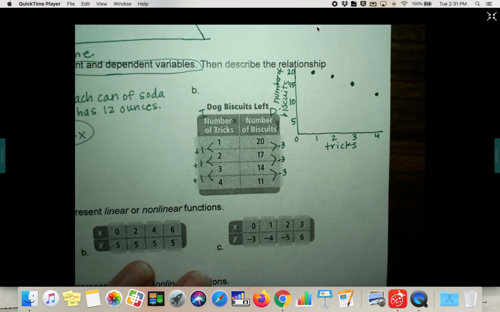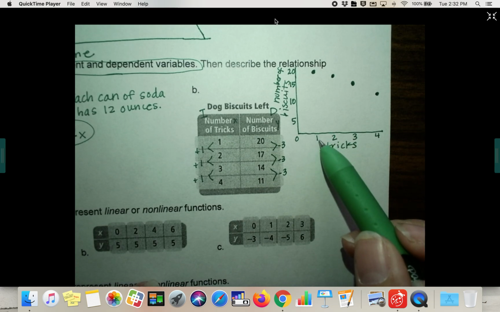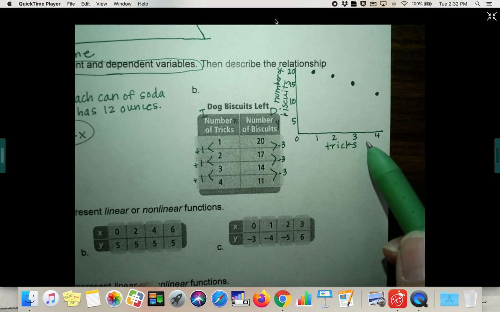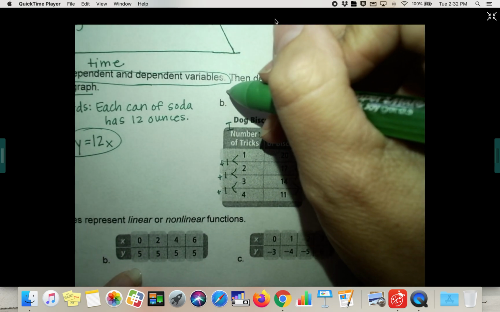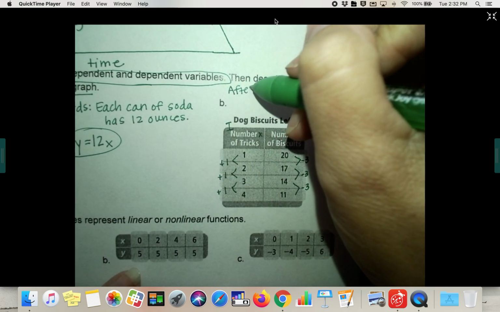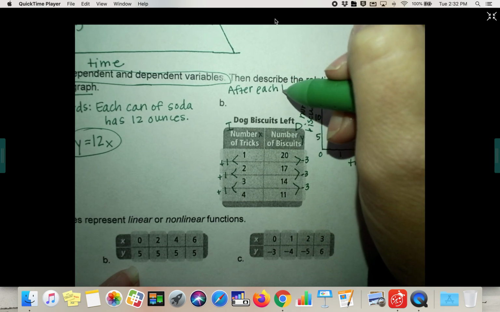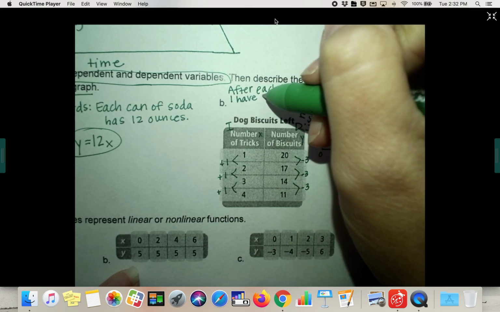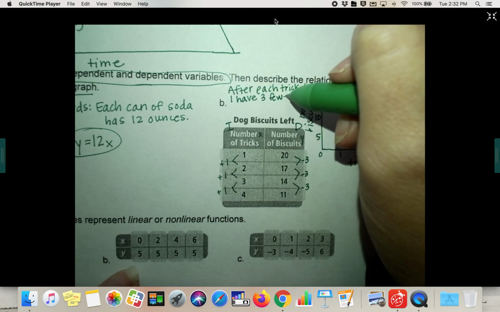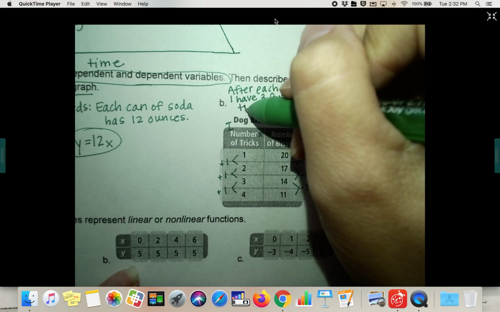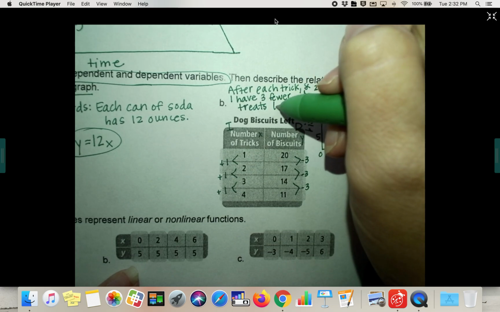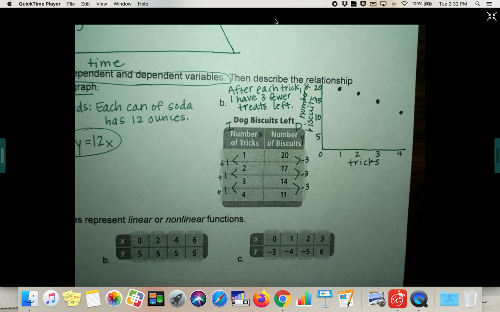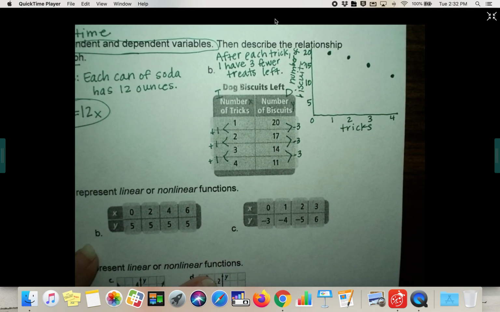In words, I would describe this by saying, after each trick, I have 3 fewer treats left, or something like that. Okay, and then the last thing is an equation.